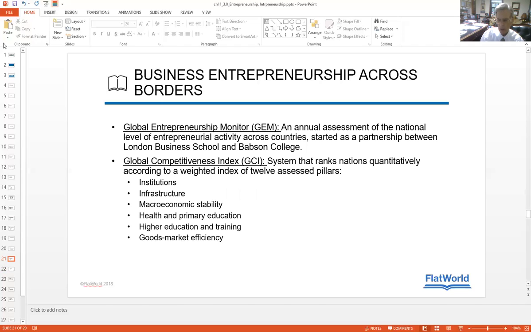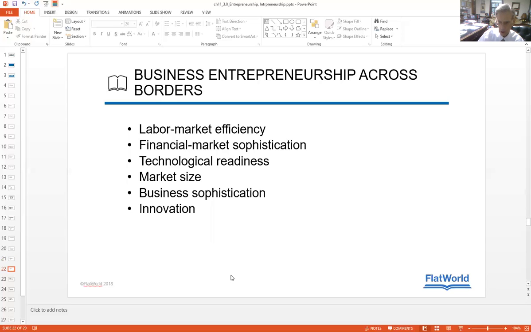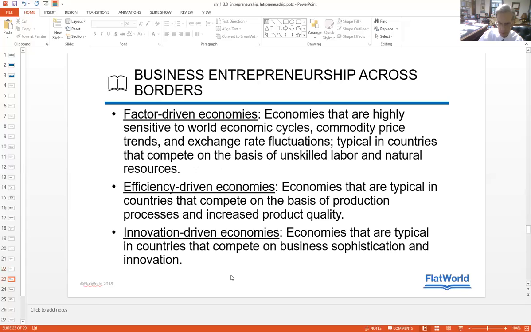The Global Competitive Index ranks nations according to their competitiveness and does so on the basis of 12 variables. Here are the first 6, and here are the second 6. Didn't want to miss that.